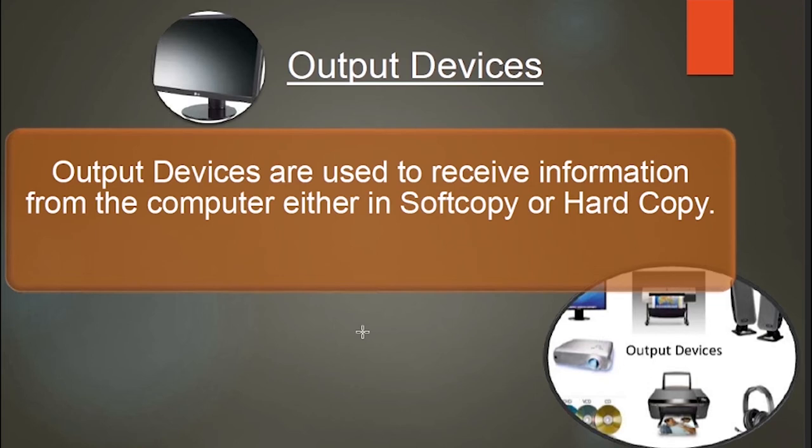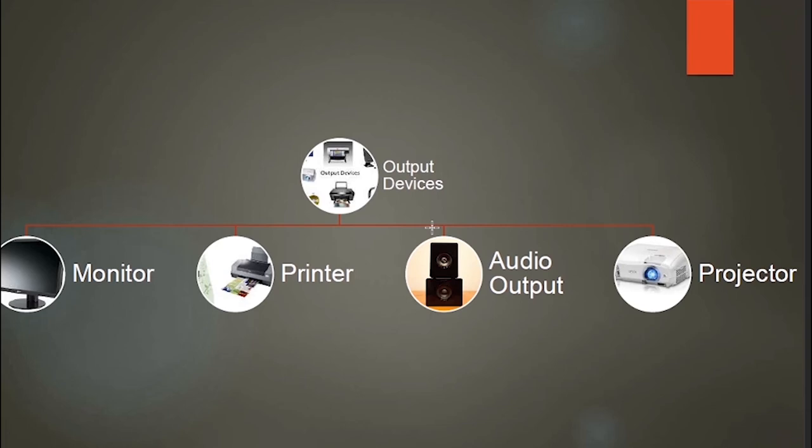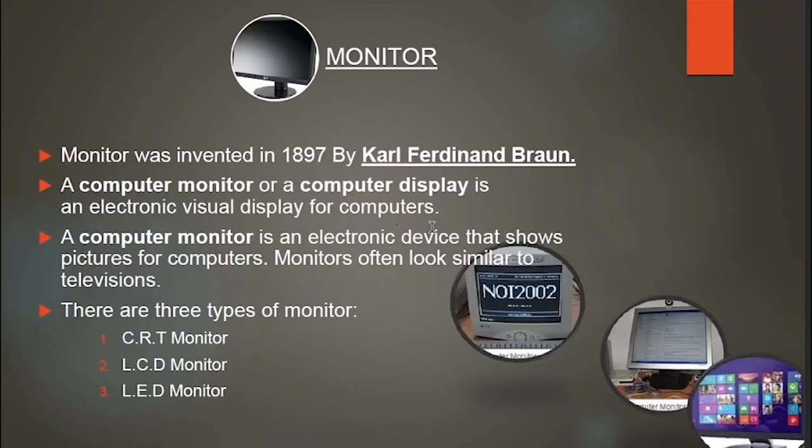Okay, so the next one, we have the output devices. So, dalawa lang naman silang category. We have the input and the output. Okay, so output devices are used to receive information from the computer either in soft copy or hard copy. So, we have 4 different kinds of devices in our output device. So, we have the monitor, the printer, the audio output, and the projector.